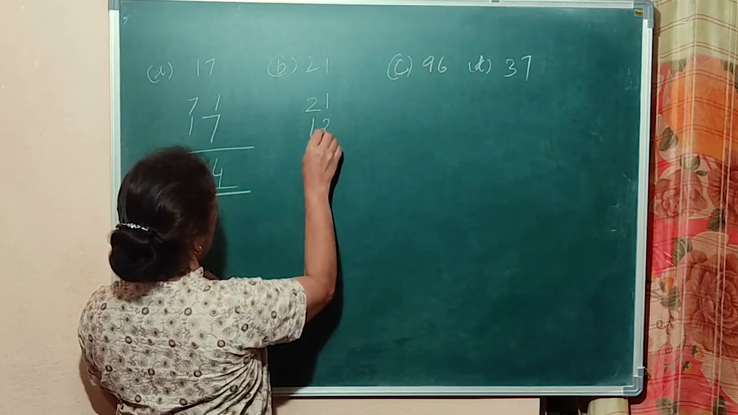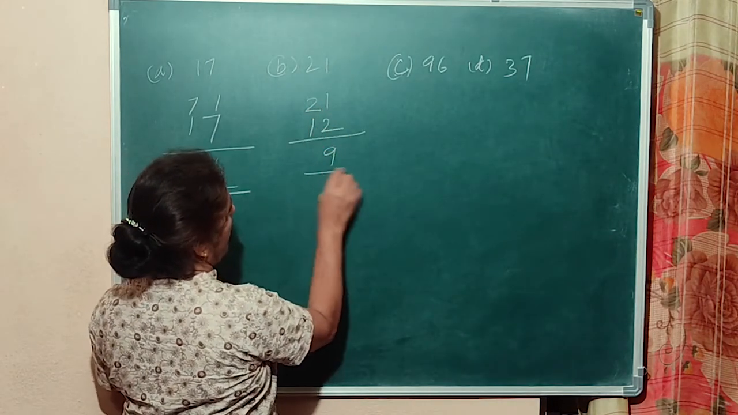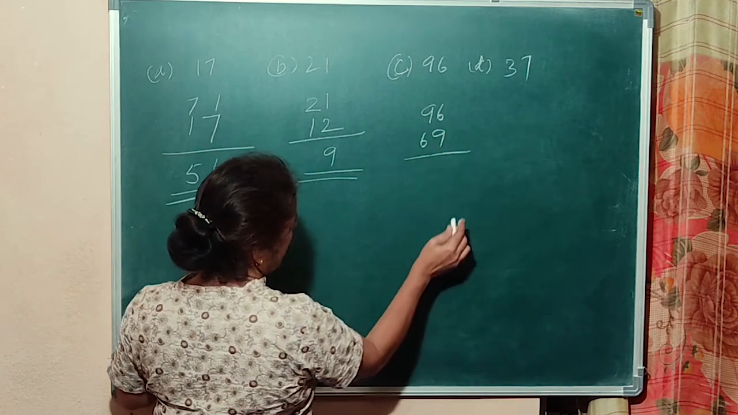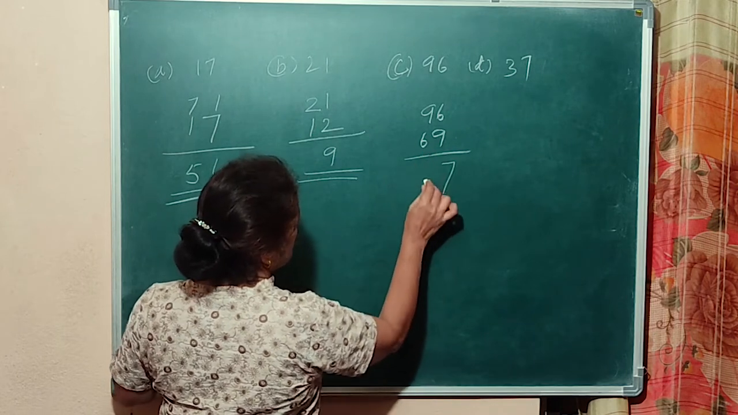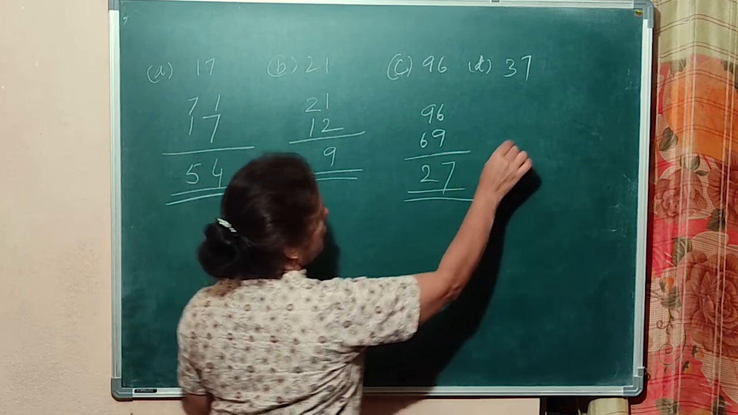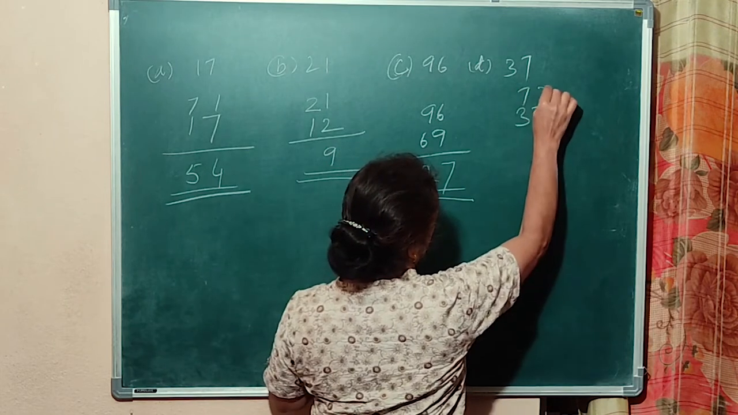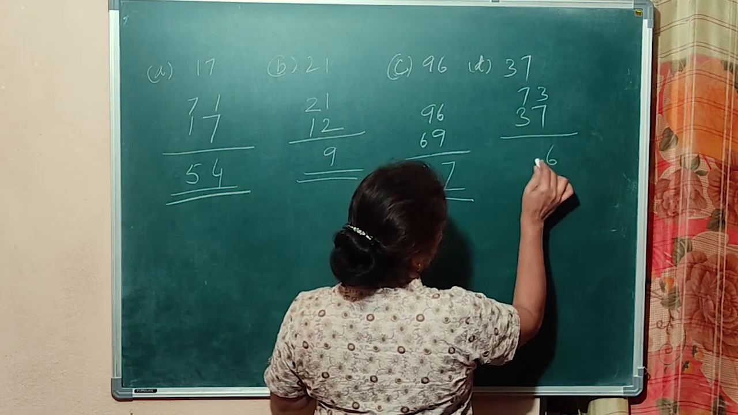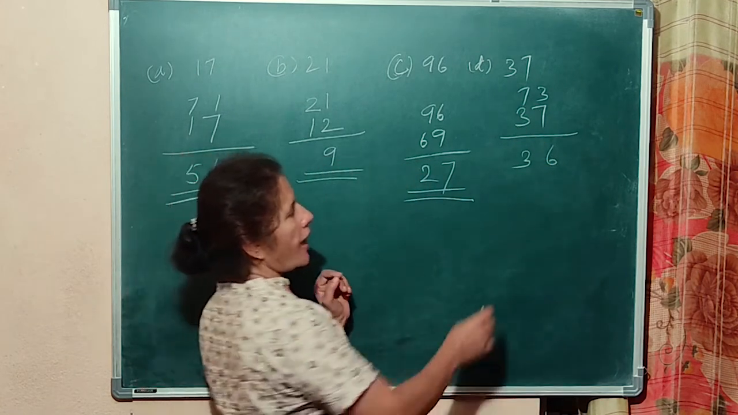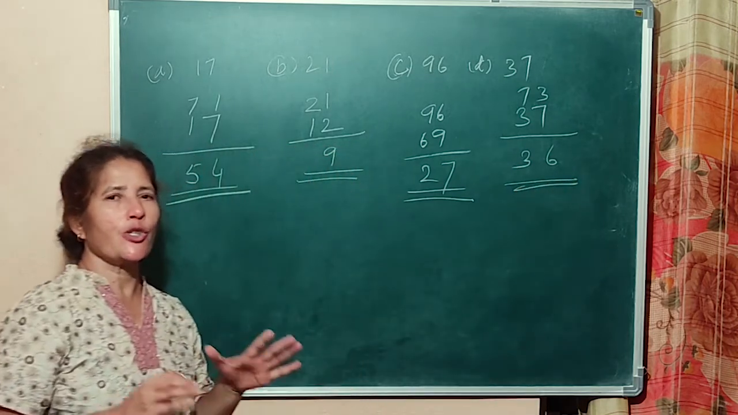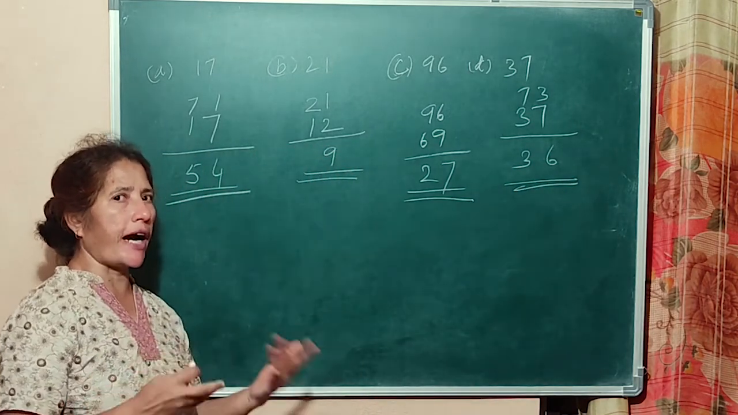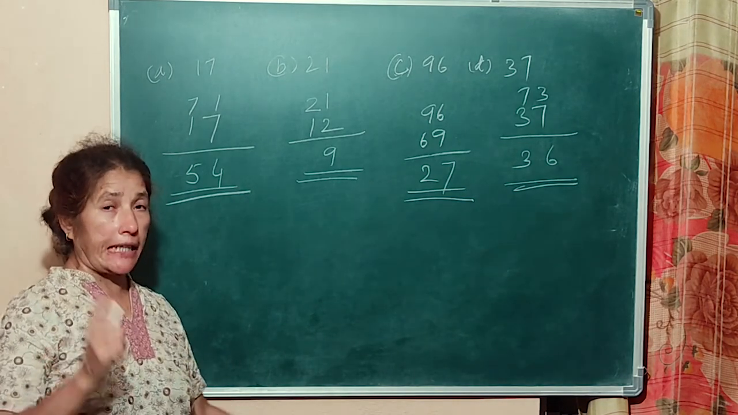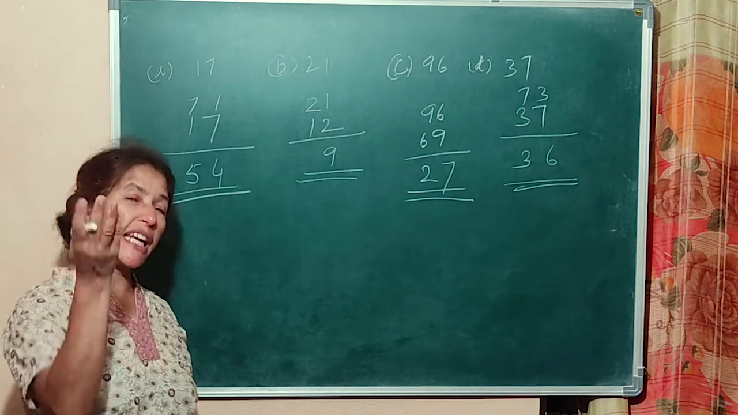21, 12. 21 minus 12, 9. 96, 69. 16 minus 9, 7. 8 minus 6, 2. 27. 37, 73. 13 minus 7, 6. 6 minus 3 is 3. All these are multiples of 9. So when you ask her to divide by 9, the remainder should be 0. Correct? Now, let us go to the 3-digit numbers.